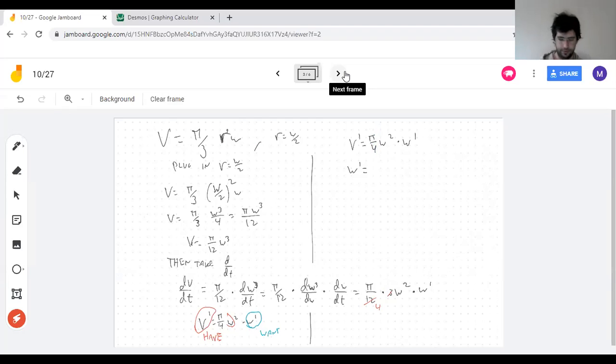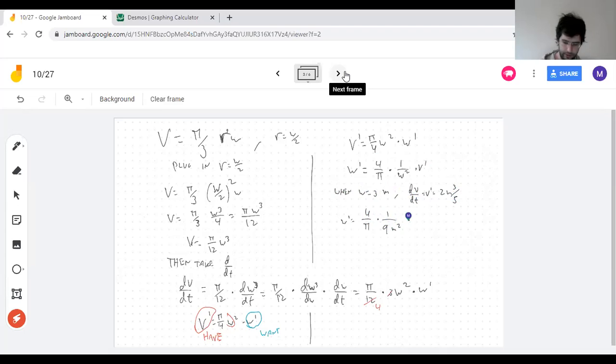Oh, okay. Pi over 12 is just a number. So this is 4 over pi, 1 over w squared times v prime. And I'm told when w equals 3 meters, v prime equals 2 cubic meters per second, and that would mean that w prime equals 4 over pi times 1 over 9.